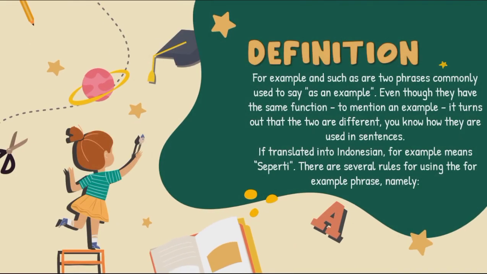Definition. For example and such as are two phrases commonly used to say as an example. Even though they have the same function to mention an example, it turns out that the two are different. You know how they are used in a sentence. If translated into Indonesian, for example means seperti. There are several rules for using that for example phrase.